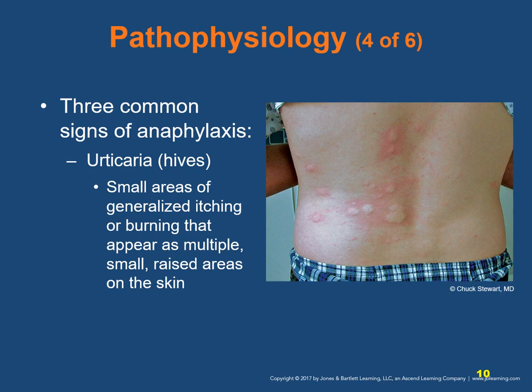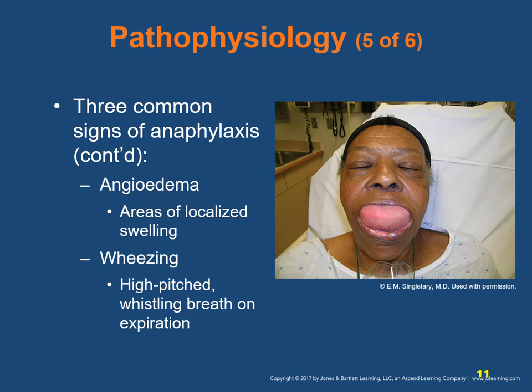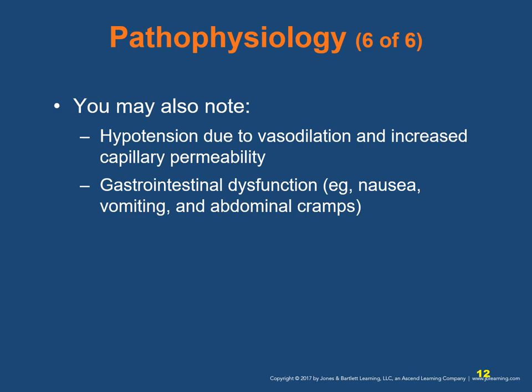3 common signs are urticaria, which is hives, a small area of generalized itching or burning that appears as multiple small raised areas on the skin. Angioedema is an area of localized swelling. Wheezing is a high-pitched whistling breath sound that is typically heard on expiration. It results from bronchospasm, bronchoconstriction, and increased mucus production. You may also note hypotension due to vasodilation as well as increased capillary permeability.